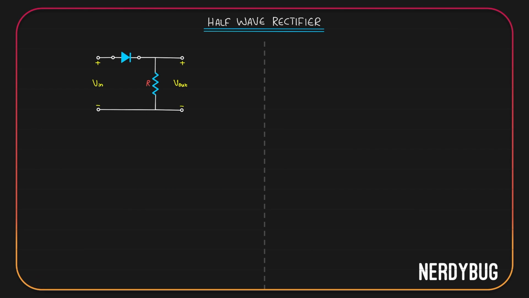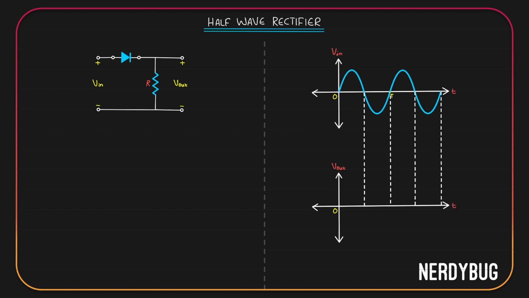Let us start by taking a simple circuit with a resistor and a diode. Input is given over here and output is taken across the resistor. I am going to give a sinusoidal input to it. To plot the output, let us take one more graph. In the first half cycle, the input is positive. So the diode gets positive voltage here and negative voltage here. So the diode will be in forward bias.